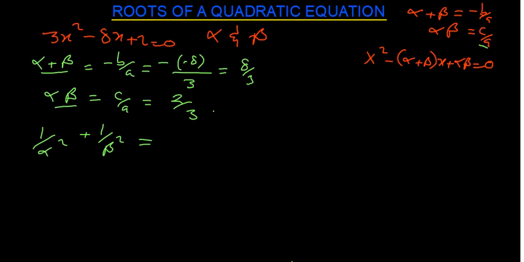So we are going to make this a single fraction. We multiply the number on top of the first fraction by the number down the second fraction. So that will be 1 times beta squared, that is beta squared. Then we take the number on top of the second fraction and multiply by the number down the first fraction. That is 1 times alpha squared, that will be alpha squared.